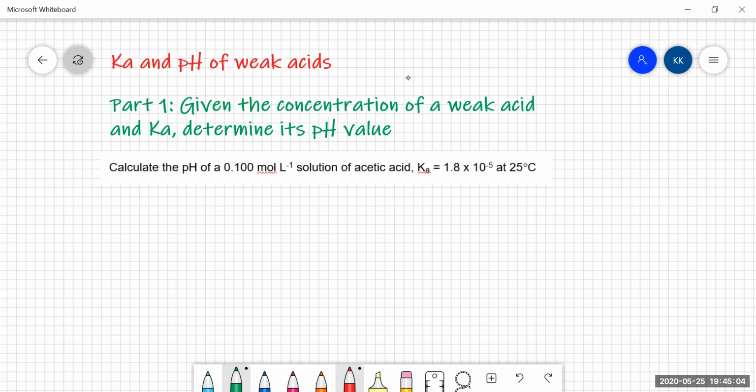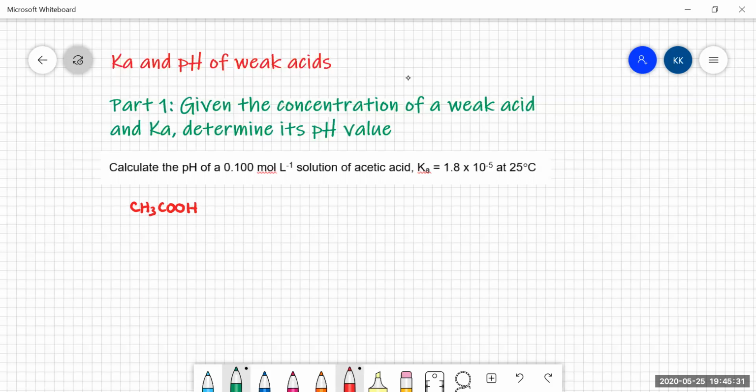Now I have an example here. We're going to calculate the pH of a 0.100 moles per litre solution of acetic acid, given that the Ka value for acetic acid is 1.8 times 10 to the minus 5 at 25 degrees Celsius. Let's have a look at what we know. Acetic acid is CH3COOH.